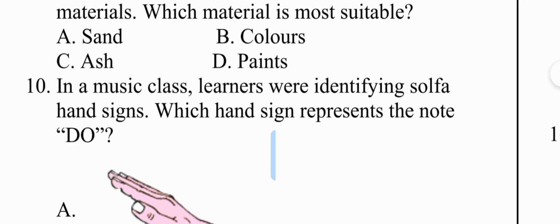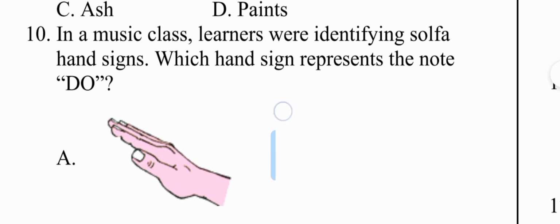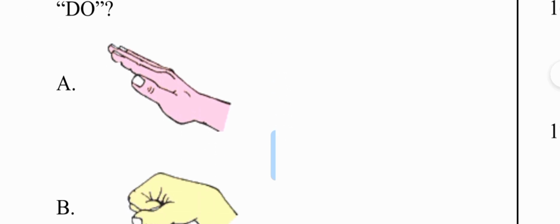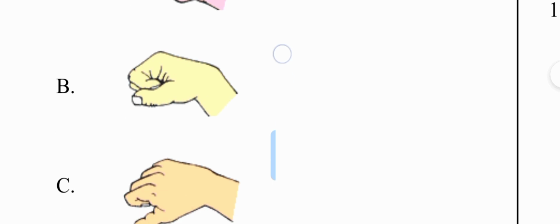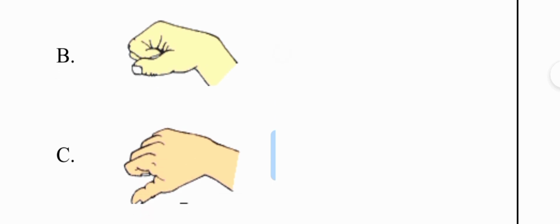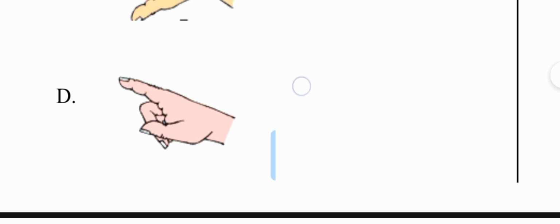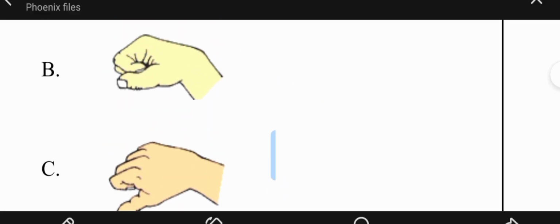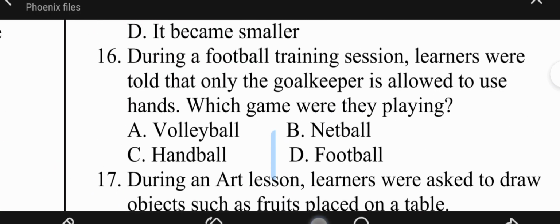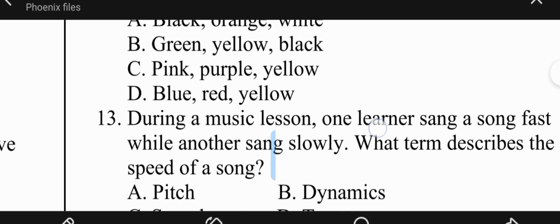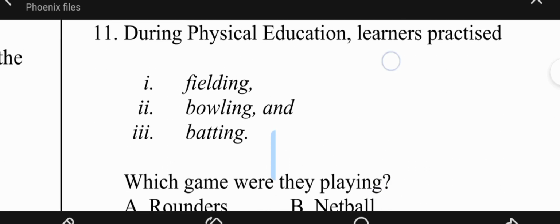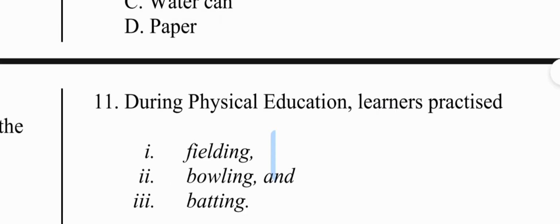So, number 10 says, in a music class, learners were identifying solfa hand signs. Which hand sign represents do? Do is a fist, like a punch. So the correct answer here is B, which is the correct answer. That one is do.